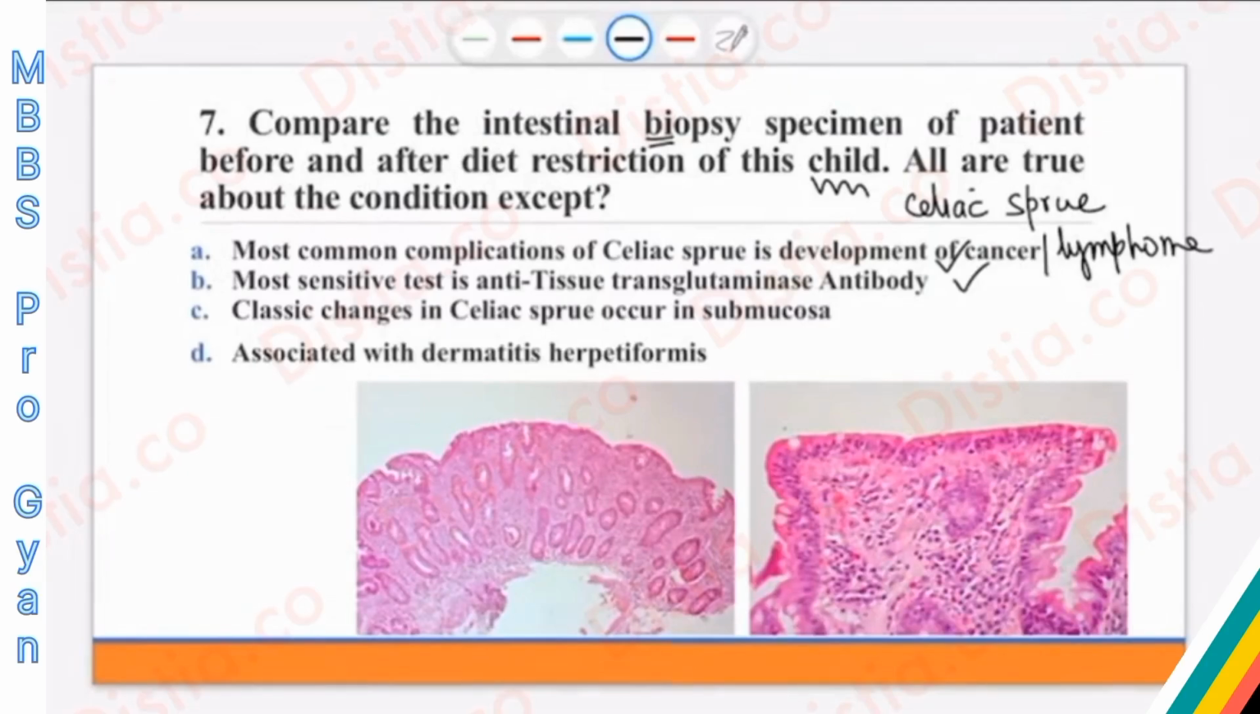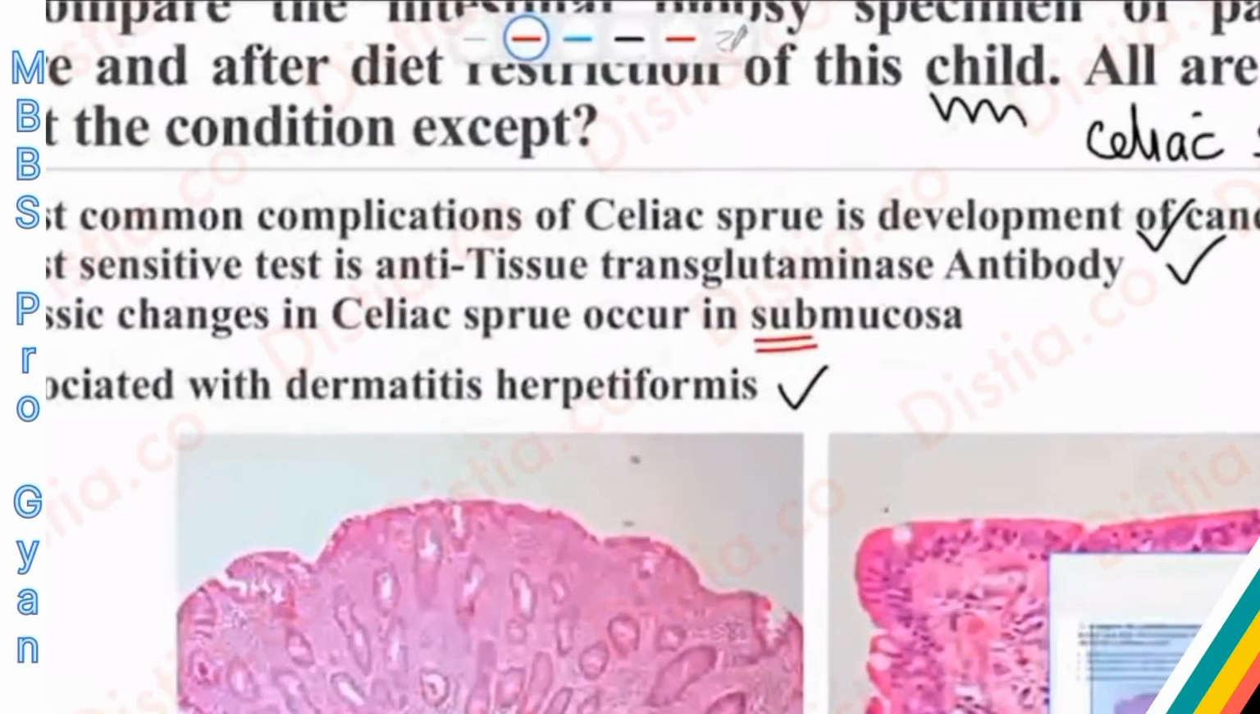Classic changes in celiac sprue occur in the submucosa. Looks like an okay statement. Let's read D. Associated with dermatitis herpetiformis. So I'm wondering to myself, I mean, all the four options are correct, but it's an except question. Please appreciate that there is an error in option number C. If I read option number C casually, I'm likely to skip it, because in celiac sprue the problem is not in the submucosa, it is in the mucosa.